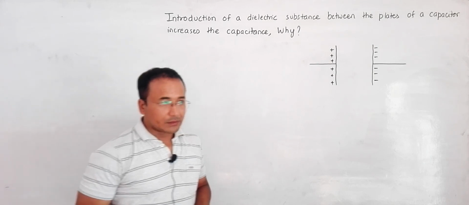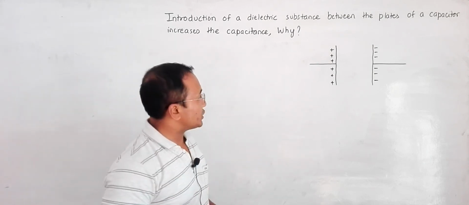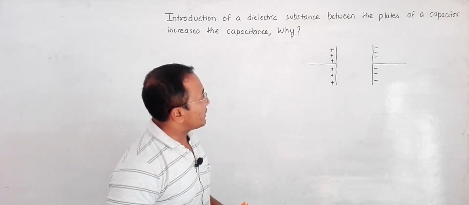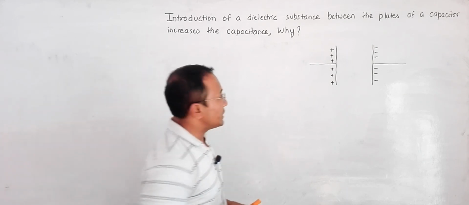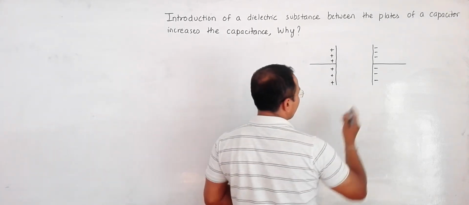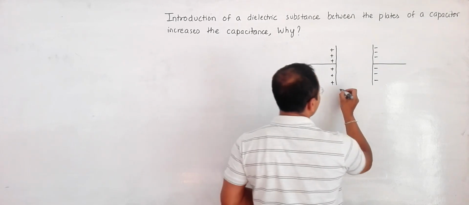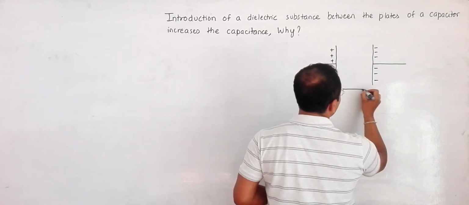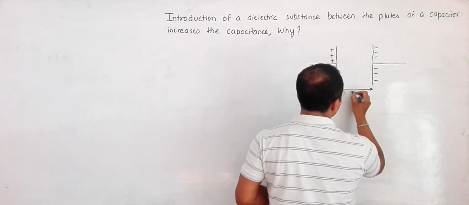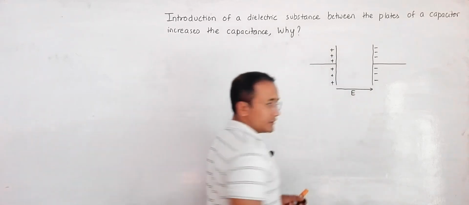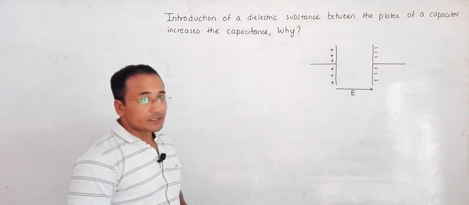So when the plates of the capacitor are fully charged, there will be an electric field. The electric field will be directed from plus to minus, so the direction of the electric field will be like this. This is the original electric field, which we write as E.